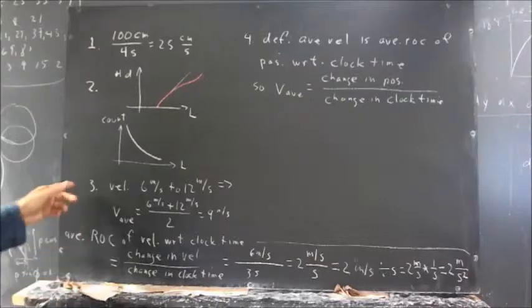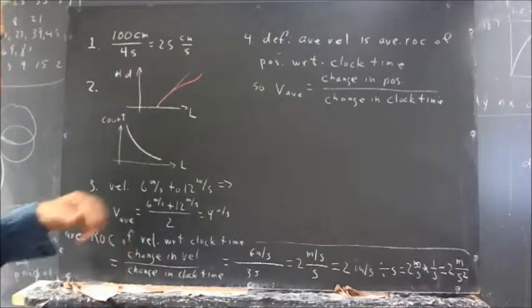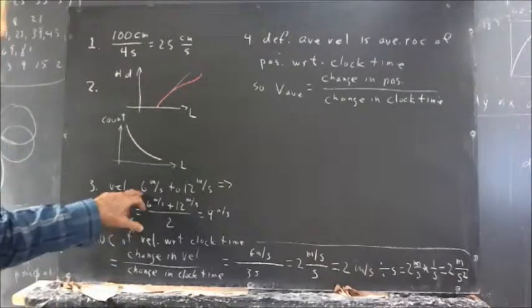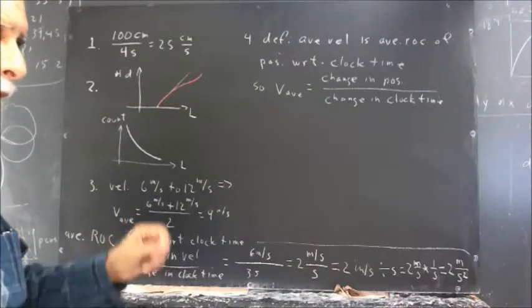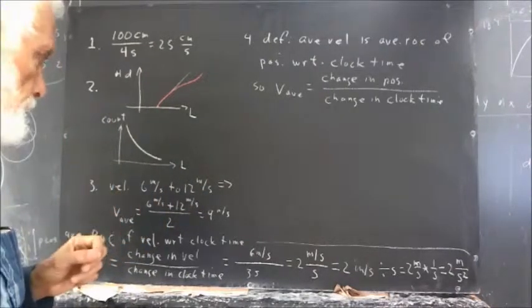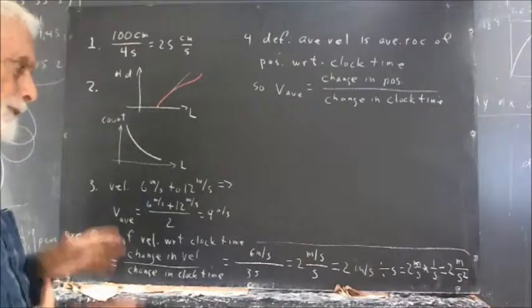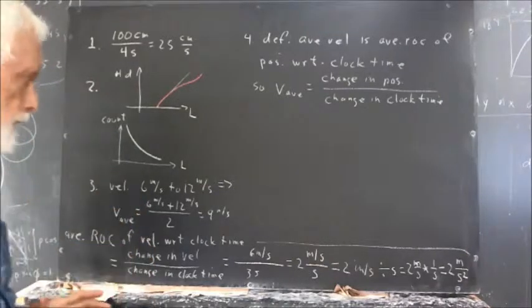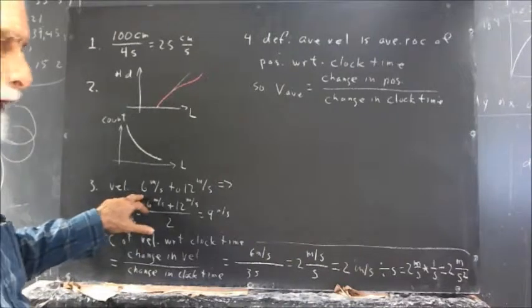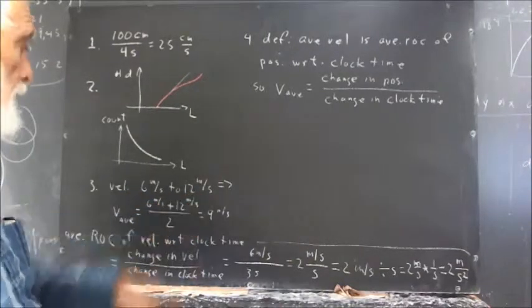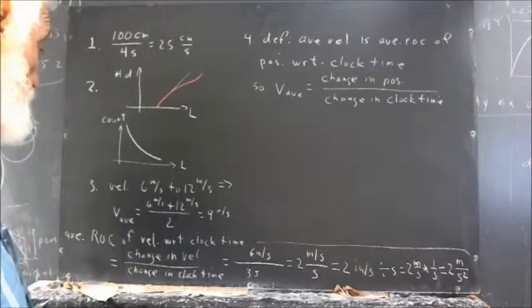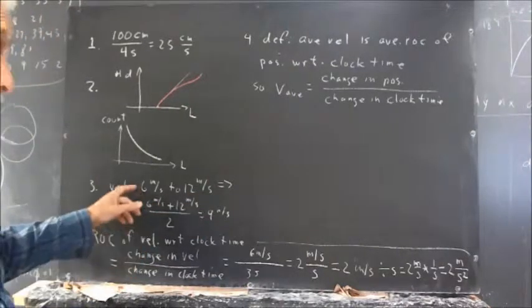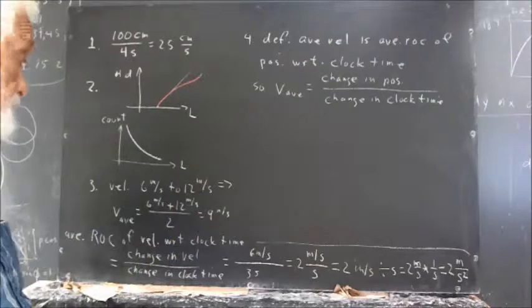Okay, third problem. We said the velocity of some object increases from 6 meters per second to 12 meters per second, and I asked for the average velocity. Now, some people thought a little bit too hard about this. This is a velocity, and this is a velocity. This is the minimum velocity, this is the maximum velocity. The average velocity is going to be between the minimum and the maximum.